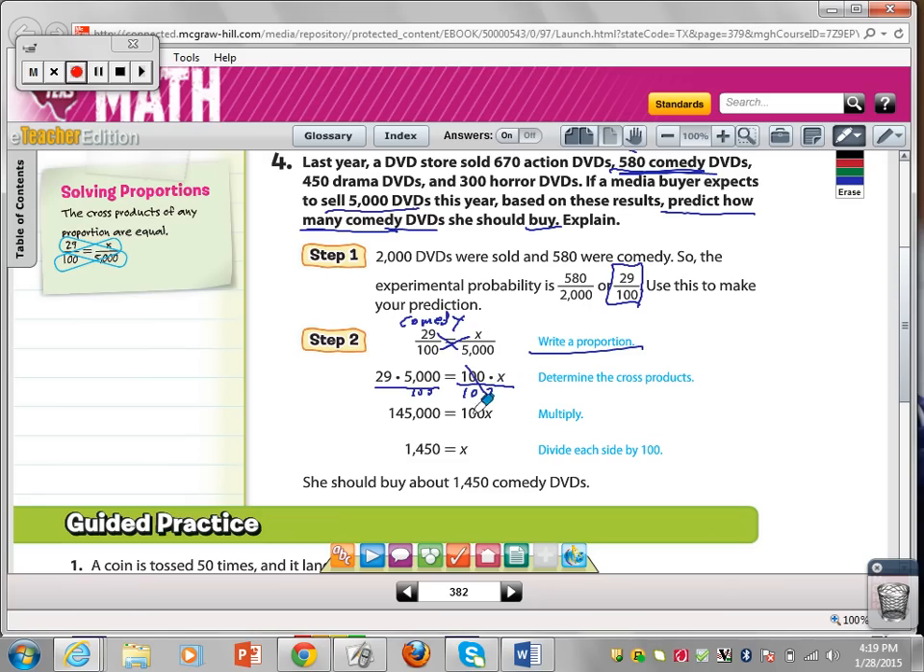This cancels. Let's do it right here. Divide by 100, divide by 100. Okay? So this cancels. X is equal to, let's see, let's cross out 2 zeros. 1,450 divided by 1 is just 1,450. So what this means is that she would have to buy about 1,450 comedy DVDs out of the 5,000 of all the DVDs possible.